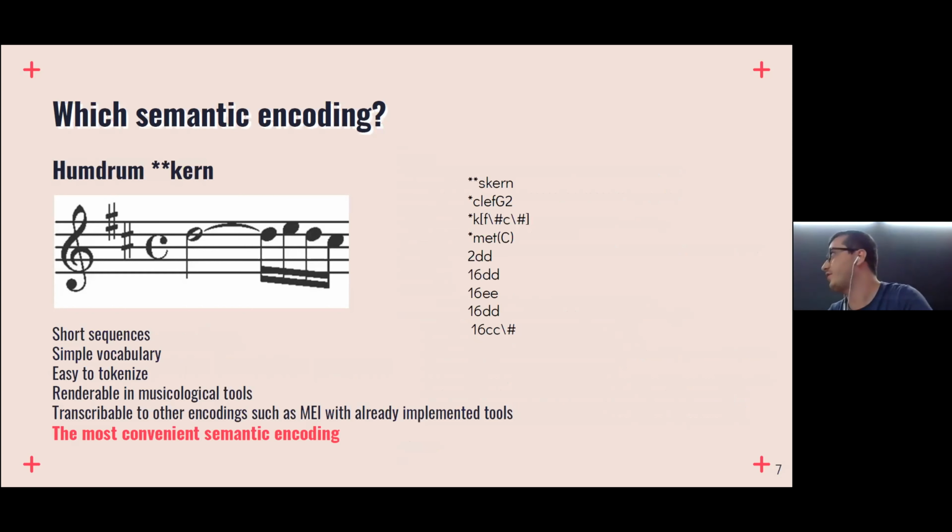So researching a little bit further, we decided to use humdrum kern as our encoding of choice because it has shorter sequences, it has a simple vocabulary, it's also easy to align with the agnostic encoded sequences, and the most convenient thing that humdrum kern has is that it can be transcribed to other encodings such as MEI or MusicXML with already implemented language tools, such as Verovio, which is something that has to be really celebrated because we don't need the other languages using this encoding to get our results done.